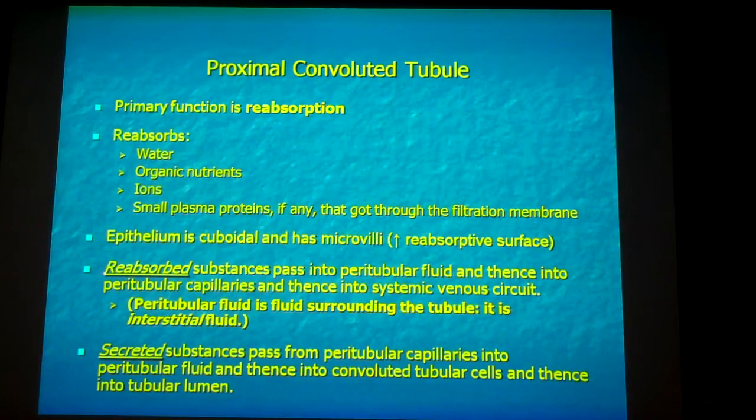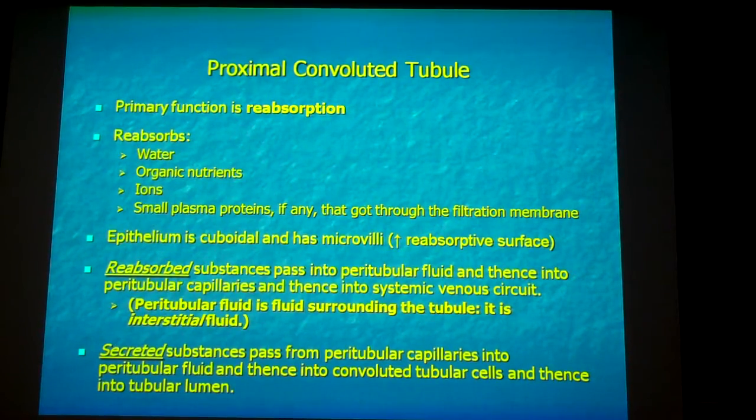Now, the epithelium in the proximal convoluted tubule is cuboidal, and it has microvilli. What does the presence of microvilli tell you? More absorption, because you're increasing the absorptive surface by those cytoplasmic extensions. This microvilli doesn't have the brush border enzymes. That's only in the small intestine, in the digestive tract. These microvilli are to increase the absorptive surface area of tubules.